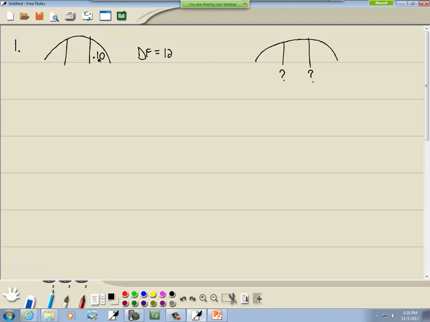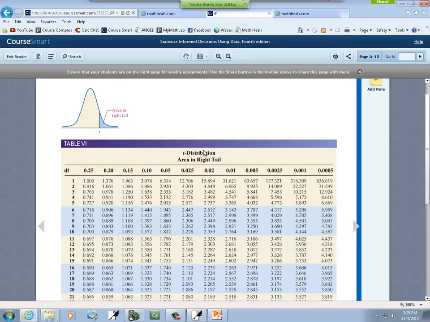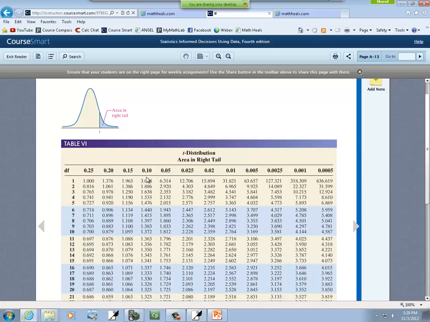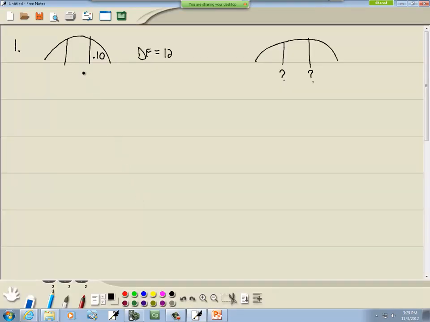Well, here we got area in one tail is 0.10. So I'm going to come and look in the column dealing with 0.10. We said our degree of freedom is 12. So I come down here. I'm in my 0.10 column. I'm going down to 12, and we get 1.356. Which would be our answer. So that's our t sub alpha divided by 2.